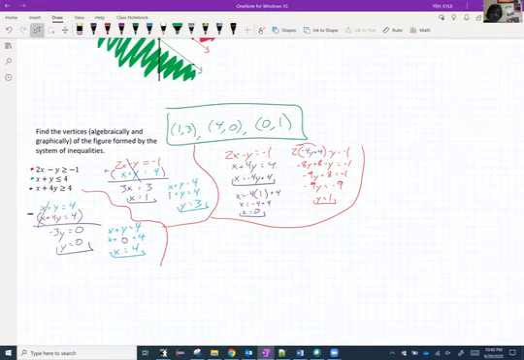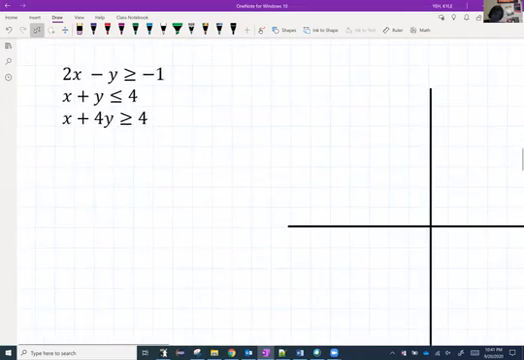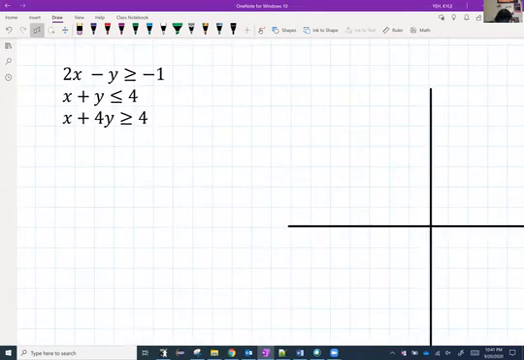Now let's see if we get those same vertices by putting these on a graph and seeing if that's where they hit. So here's what I'm going to do. First one, I'm going to make red and get y alone, so it's in slope-intercept form and I can really easily graph it.